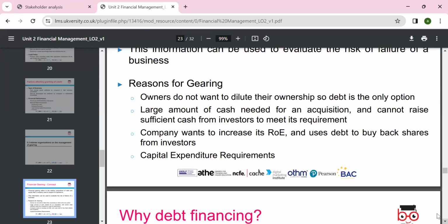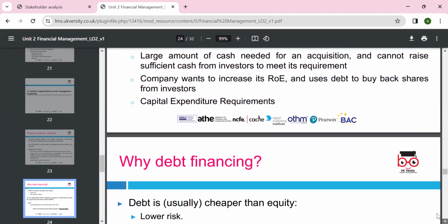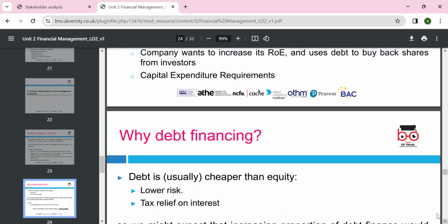Owners don't want to dilute their ownership, or the debt is used because we don't want to issue all the shares and give the power to the shareholders. They have a voting right, they can change things. Yeah. We need to look at whether acquisition can be raised, sufficient cash. Then we can look at return on equity, what the level is, and the shares invested and capital expenditures. Capital expenditure and revenue: if you extend your house, the value of the house will go up. That's your capital expenditure, or any money you spend to buy an asset.